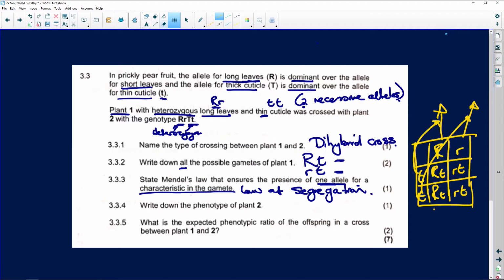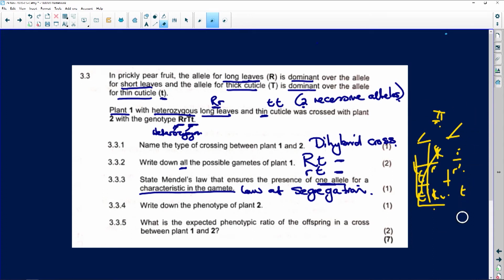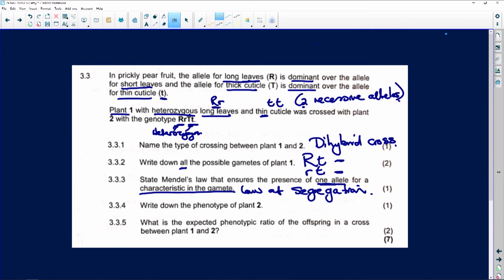Alrighty, now let me just clear this. Why is my eraser not working like it's supposed to? There we go. Alrighty, now I need blue. Write down the phenotype, which means what you can see physically. Remember, ph for pheno and ph for physical. So your phenotype of plant 2, what are you going to be able to see? Now, if we look at plant 2, it's capital R, lowercase r, capital T, lowercase t.